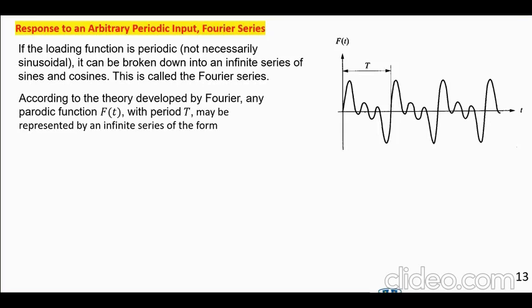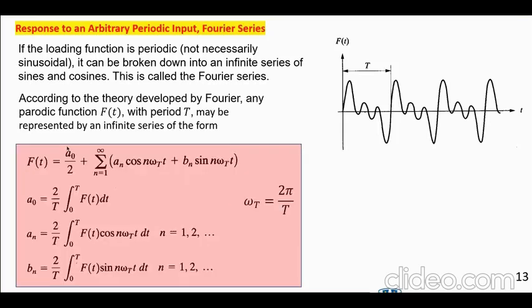The idea is that if you have any periodic function of period T, here's an example, you can always break it up into a constant, a naught over 2, plus a whole whack, an infinite number of cosine terms, plus an infinite number of sine terms. Now, first of all, T is the period of this function. So 2 pi over T is the frequency of this function. Omega_T is called the fundamental frequency. You give me the period, I give you the fundamental frequency, which is 2 pi over T.